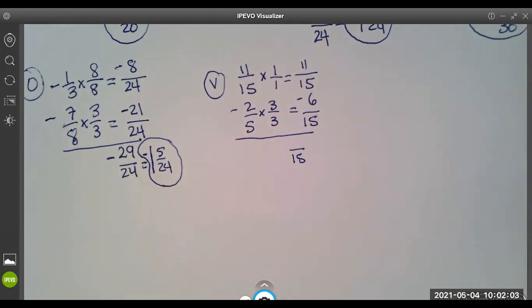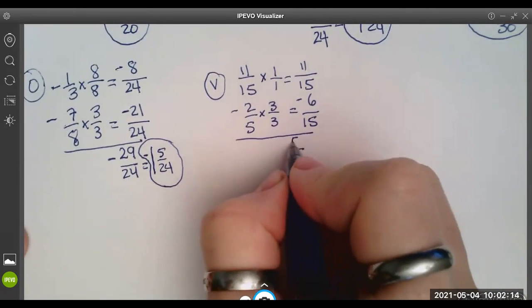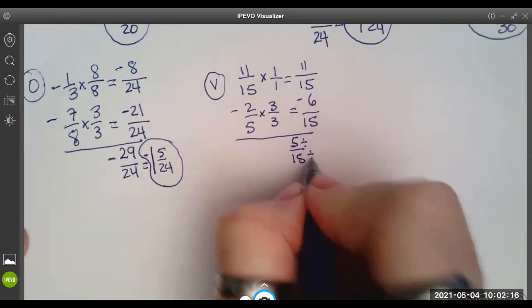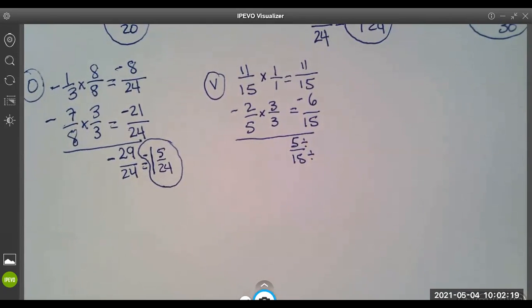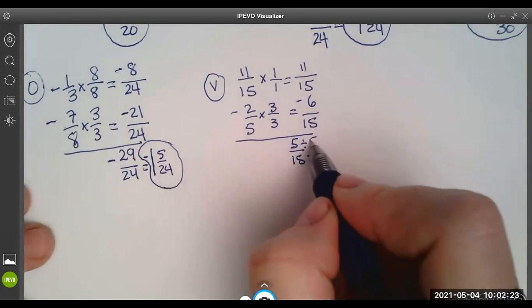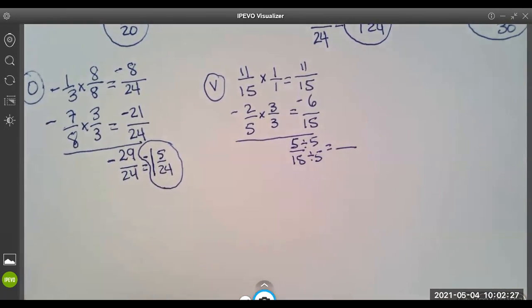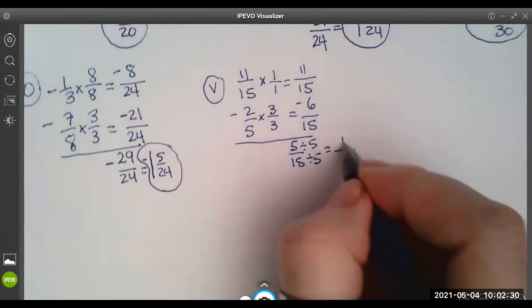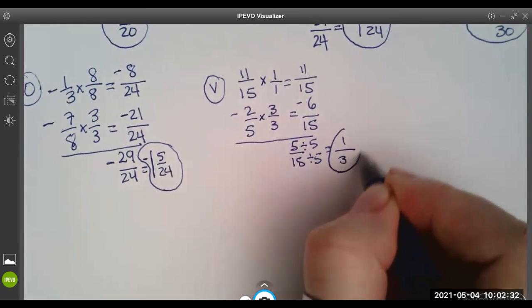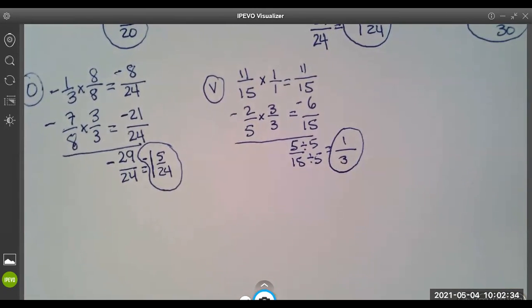What is 11 take away 6? 5. Can we simplify the 5 with the 15? Can we divide this by something to make it easier? What are we dividing by? 5. So if I do that, 5 divided by 5, what's my new top? What's my new bottom? 1/3. Okay.